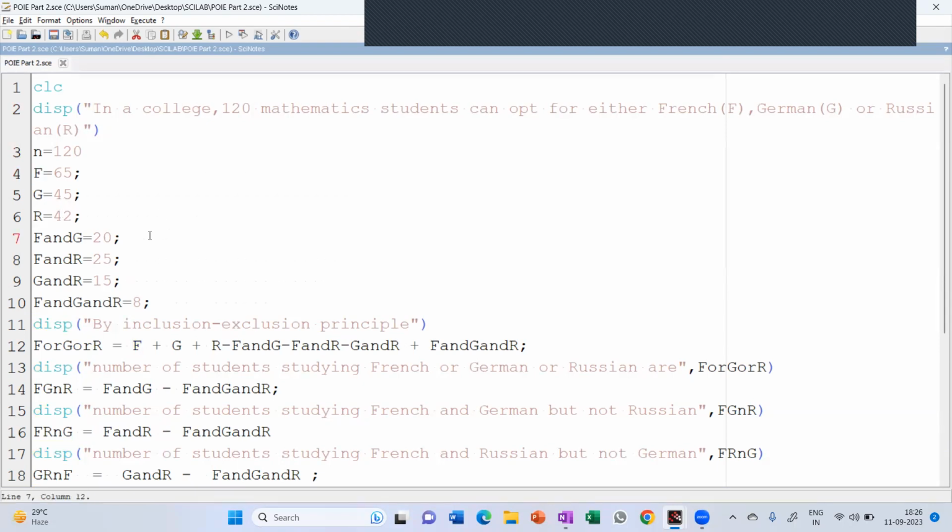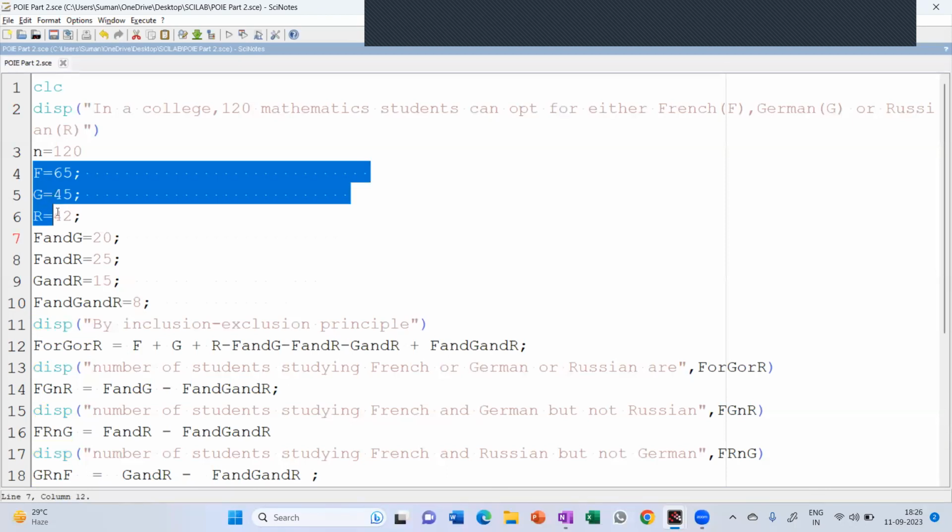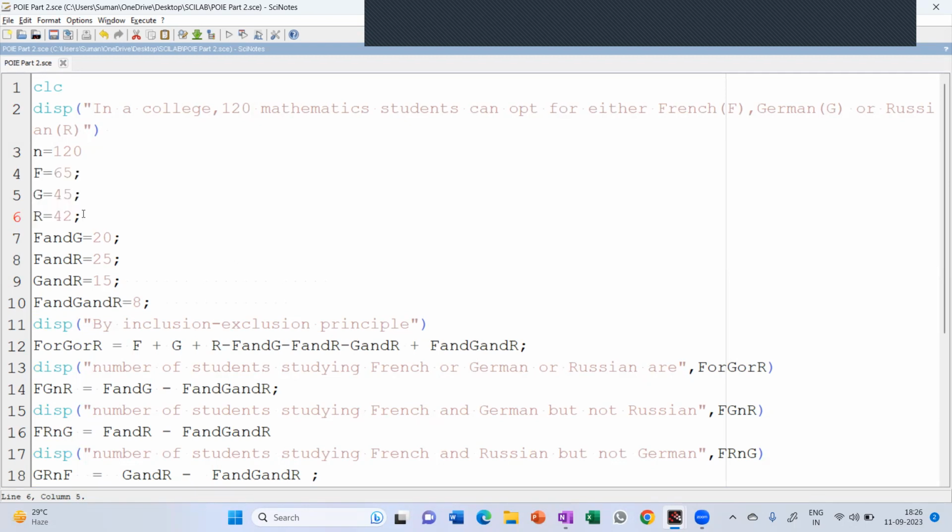Remember, it is case sensitive. If you're taking capital F, then whenever you have to use the value of French, you have to write capital F. If you write small f or some other variable, it will show you an undefined variable. All right. So whatever name you define for the data, the same variable you have to use when you use them. Okay. So for French, I have taken capital F. For German, capital G. For Russian, capital R.